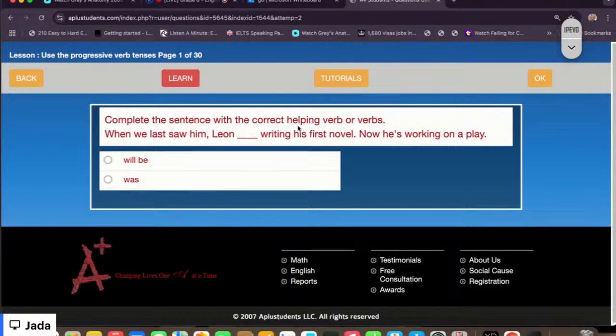So complete the sentence with the correct helping verb or verbs. When we last saw him, Leon dash writing his first novel. Now he's working on a play. Was or will be? What do you think?